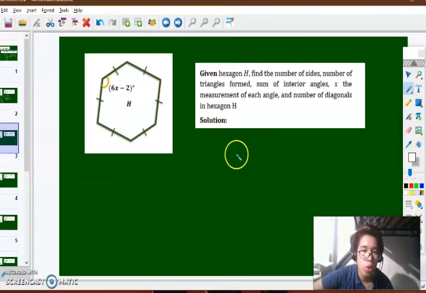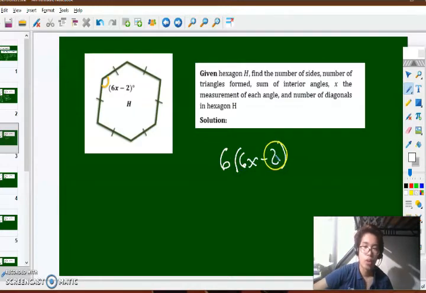So how do we solve for the value of x? It has 6 sides, so we can write 6, and all of its sides are congruent. So we simply multiply 6 by 6x minus 2, since this is the side given to us, is equal to, okay, this value here is the value of the angle.